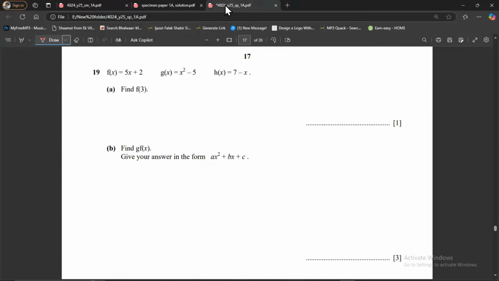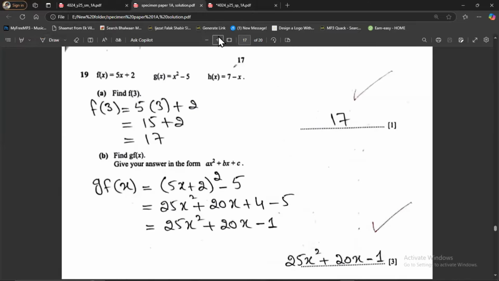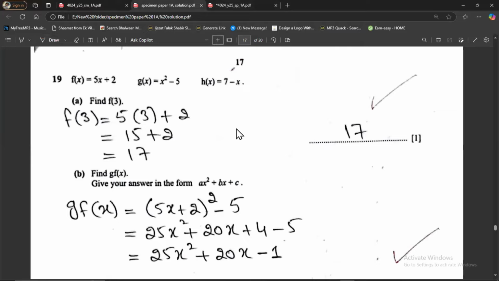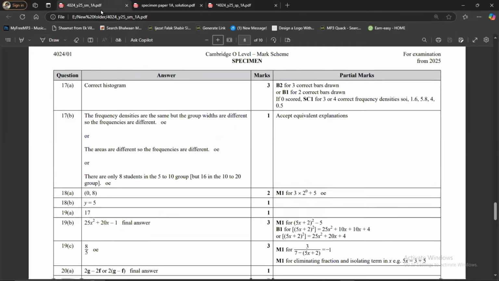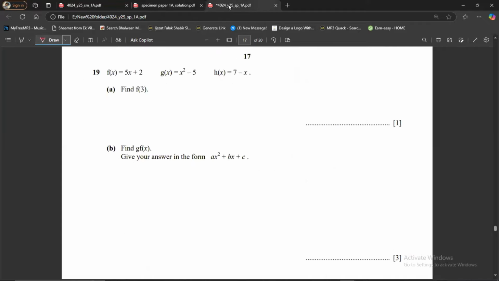Question number 19 coming up on your screen. He says, f of x is equal to 5x plus 2, g of x is equal to x squared minus 5, h of x is equal to 7 minus x. The first question is find f of 3. In the formula of f of x, wherever is the x, substitute the 3. So f of 3 will be equal to 5 into 3 plus 2. That's 15 plus 2, that is 17. So 17 is the answer.